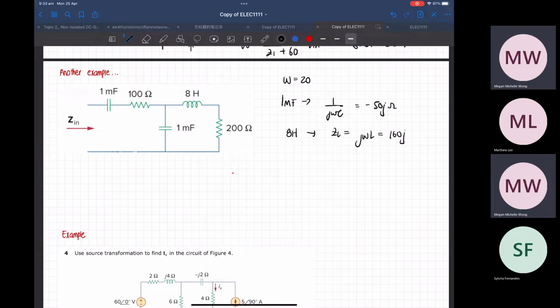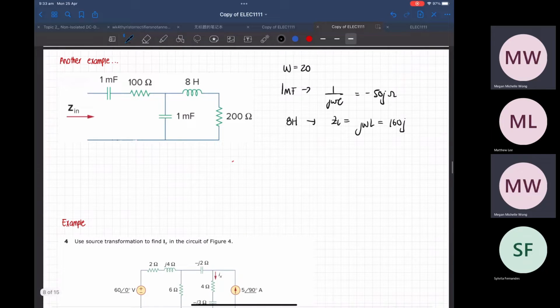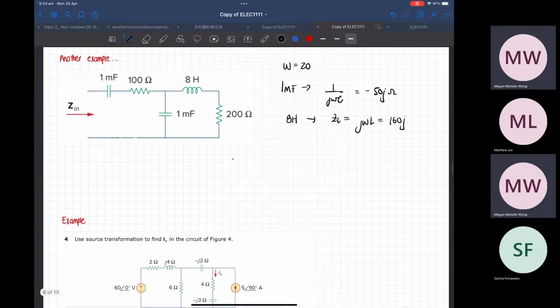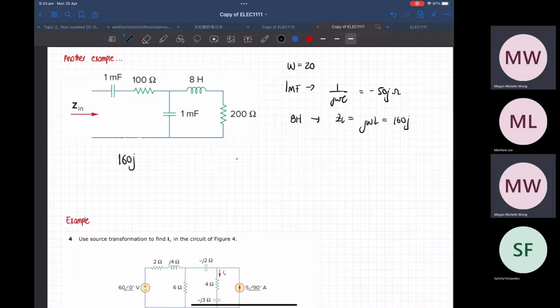It's just the same questions over and over again, to be honest. So what you have in here is 160 in series with 200, oh sorry, plus in series with 200. And then all these will be in parallel with the minus 50J. And then that will give you 56.1, angle of 82.